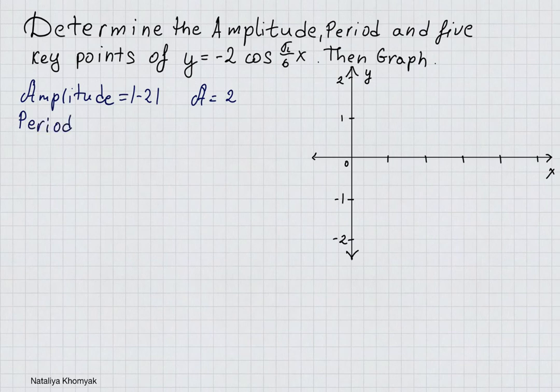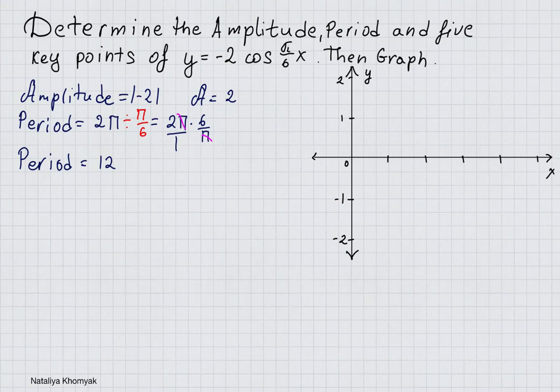Period is always 2 pi divided by the coefficient of x. In this case, we have pi over 6 multiplying x. The way to divide by a fraction is you keep the first thing, change division into multiplication, and flip the second fraction. So we have 2 pi over 1 times 6 over pi, and pi and pi will cancel. So the period is 2 times 6, which is 12.